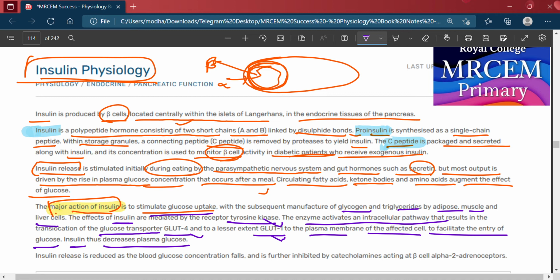So insulin stimulates the glucose uptake and subsequent manufacture of glycogen and triglyceride in the adipose, muscle, and liver cells. It is mediated by the receptor tyrosine kinase, and the insulin will do the translocation of the glucose transporter GLUT4 and GLUT1 to the plasma membrane of the affected cell to facilitate the entry of the glucose. So the glucose entry will be increased by GLUT4 and GLUT1 stimulation, and insulin thus decreases the plasma glucose.